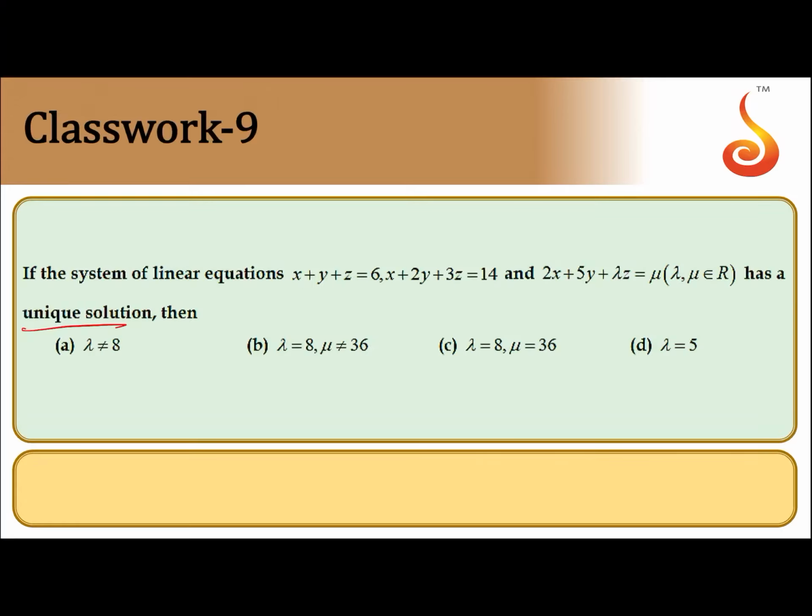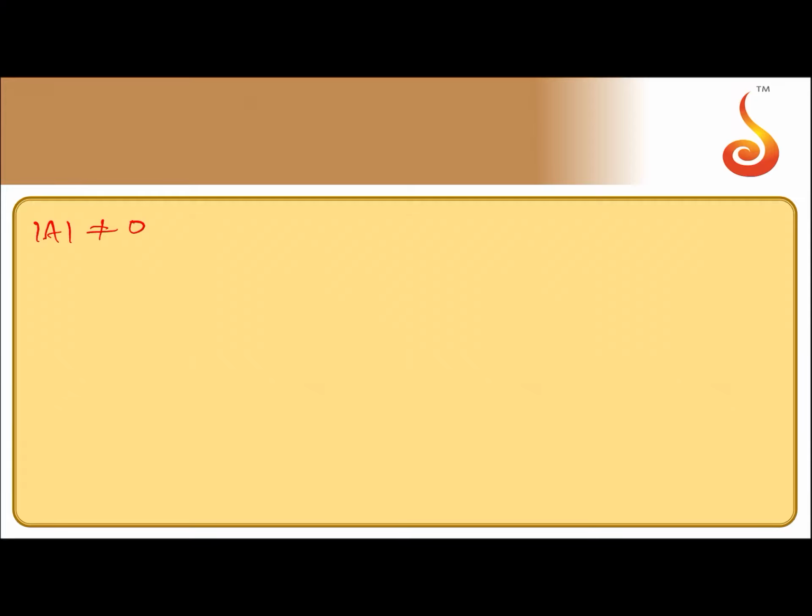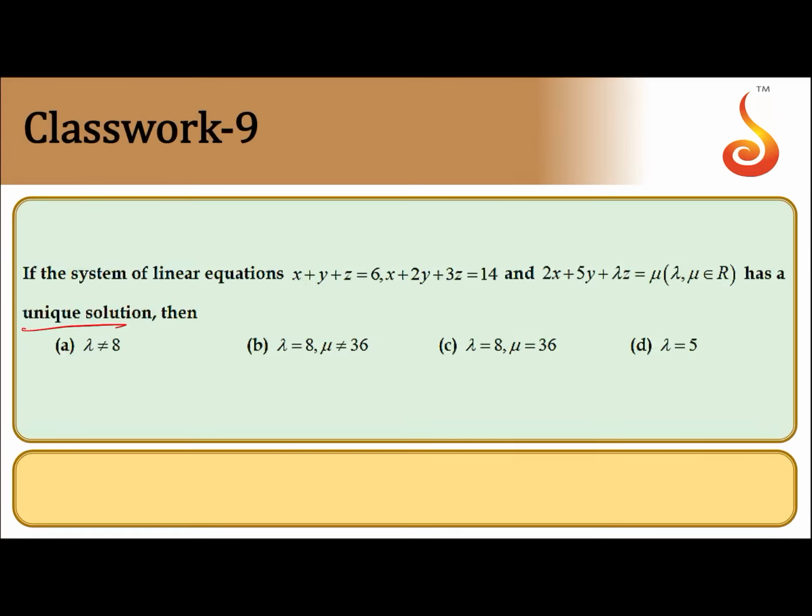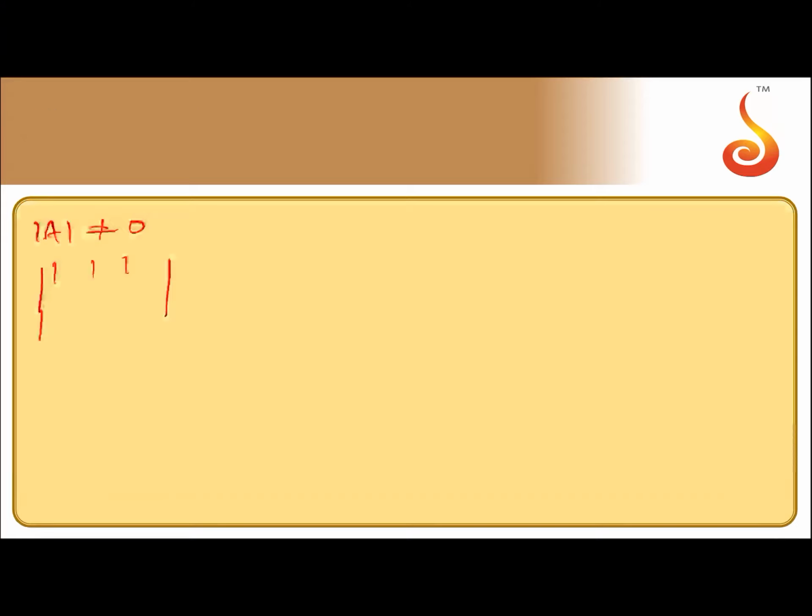So, why don't you take up determinant of A, which are the coefficients of x, y, z. So, first one, 1x plus y plus z means 1, 1, 1. Determinant 1, 1, 1, you get it. And the second equation 1, 2, 3. And the third one 2, 5, lambda. And that should not be equal to 0.